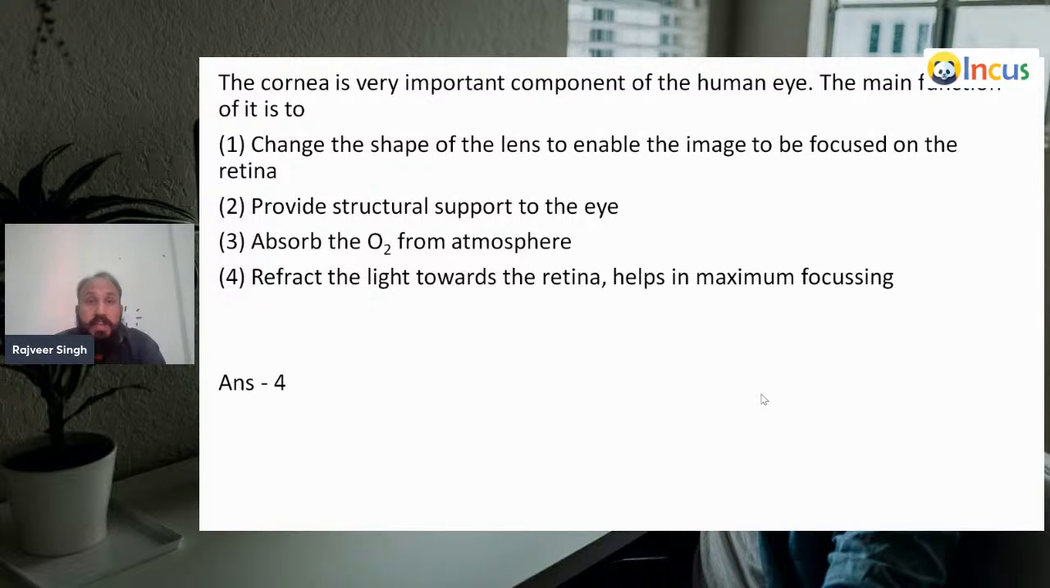The cornea is a very important component of the human eye. What is its main function? Change the shape of the lens to enable the image to be focused on the retina? No, this is not right. Provide structural support to the eye? No, this is not right. Absorb the O2 from the atmosphere? Refract the light towards the retina and help the maximum focusing? Yes, this is the right answer.